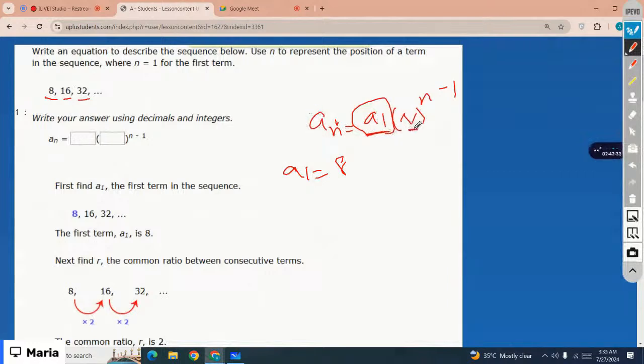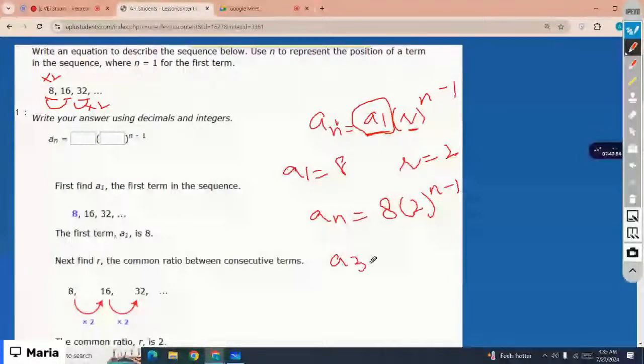r means how they are increasing. 8 times 2 is 16. That is the constant multiplier or divisor, right? So r is 2. So you can write it as a_1 is 8 and r^(n minus 1). Now, whatever expression you need to find the third term in the sequence, n is 3. That is 8 and 3 minus 1 is 2. 2 exponent 2 is 2 times 2.